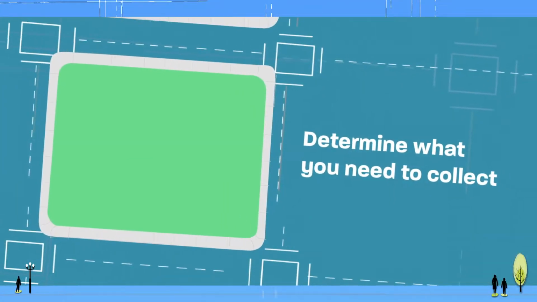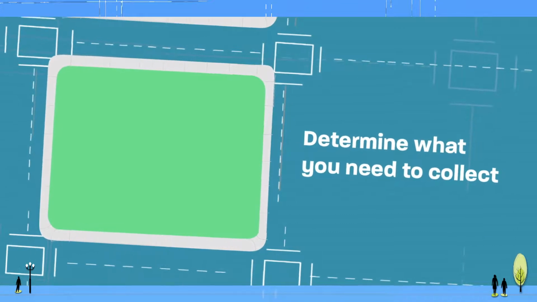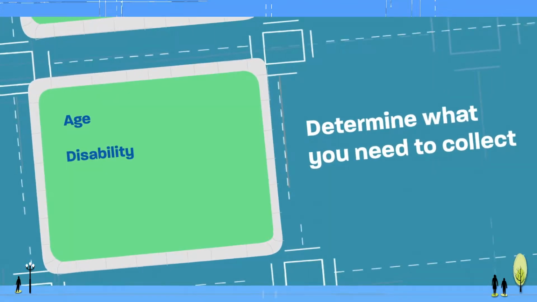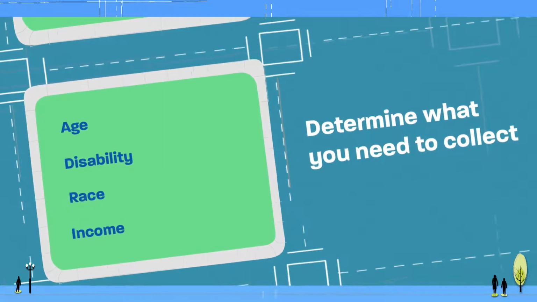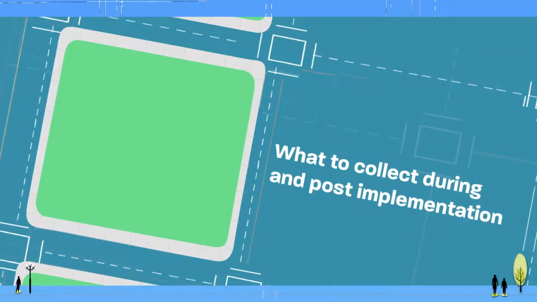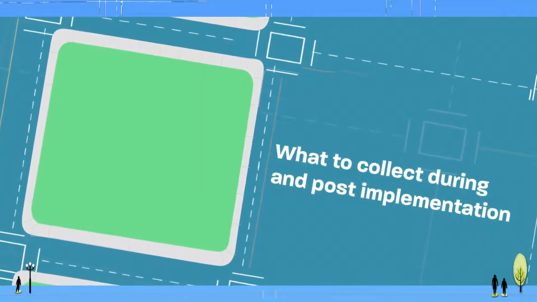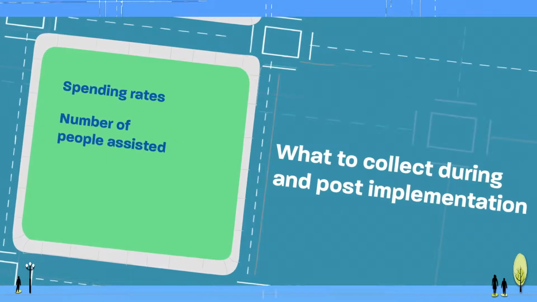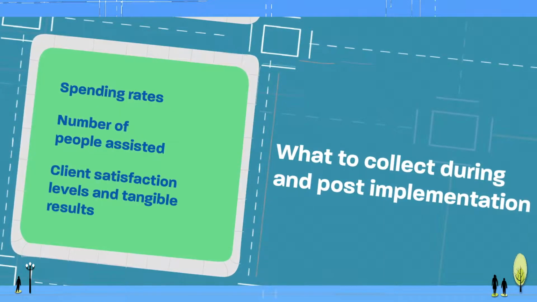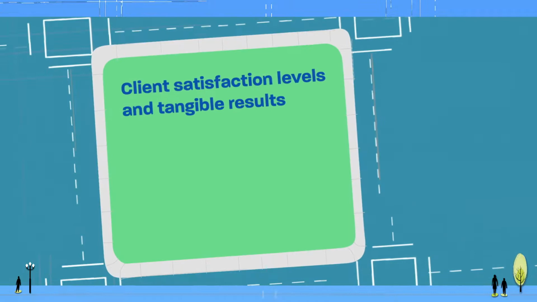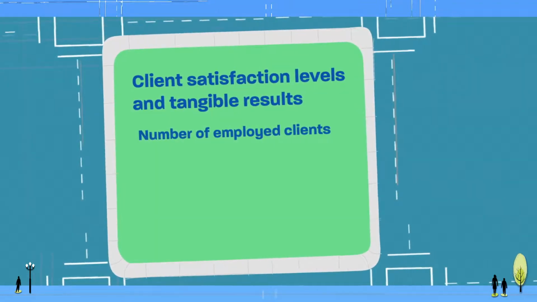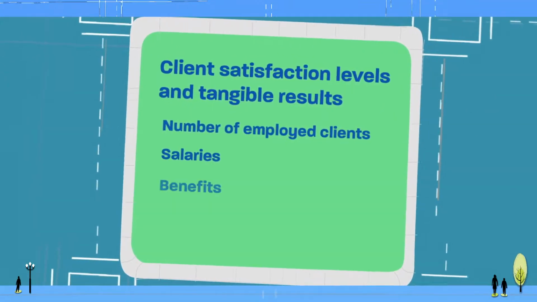Determine what you need to collect at intake, for example, beneficiaries' age, disability, race, and income status, and what to collect during and post-implementation, for example, spending rates, number of people assisted, and client satisfaction levels, as well as tangible results, such as number of employed clients, and their salaries, benefits, and duration of employment. One way to collect this information is to conduct exit interviews with them. This information can be vital to improve future programs.